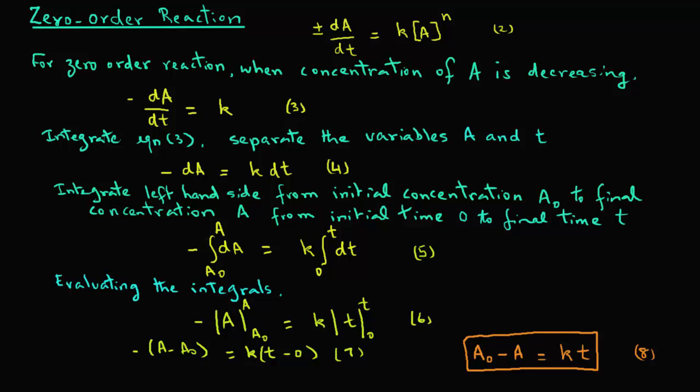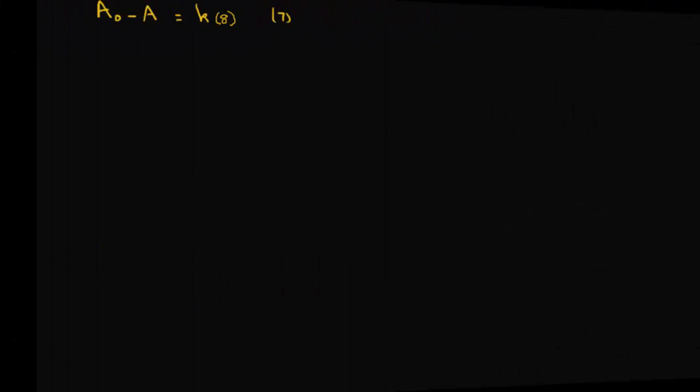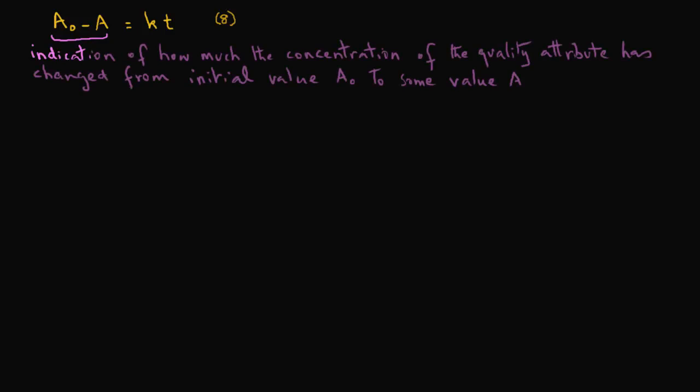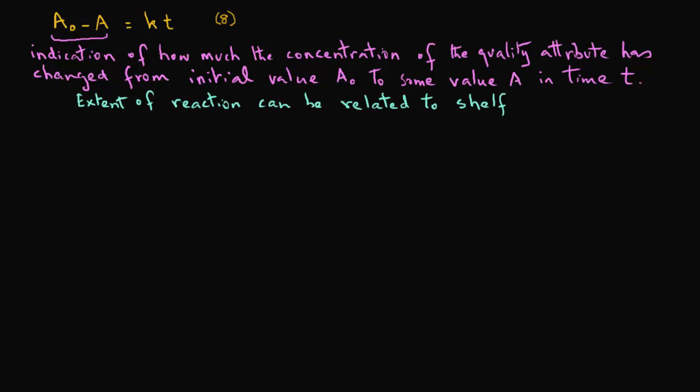Note that the left-hand side in equation 8 is the extent of reaction. In other words, how much of the reaction has taken place in that time period. From shelf life standpoint, A0 minus A is an indication of how much of the concentration of quality attribute has changed during that time. This information will be useful to us in calculating shelf life.